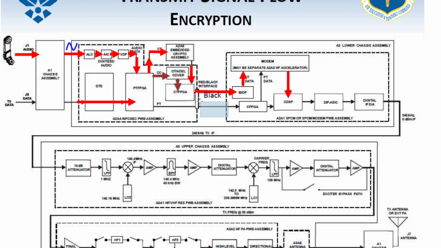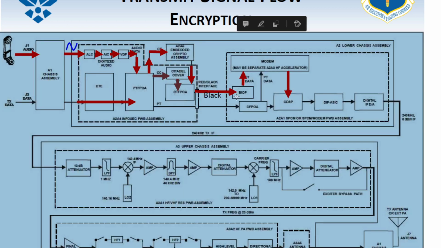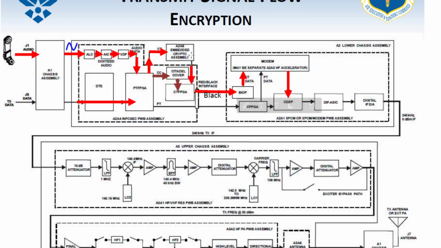If it was red, it would stay down here on the bottom. I'm trying to highlight right here. It would stay here. And that would mean that it's unencrypted. However, it's black now. Notice that. And it is encrypted from this point on because it has gone through our embedded crypto assembly and been processed.